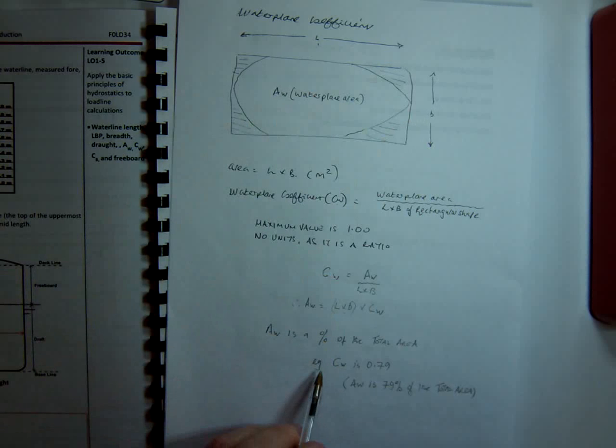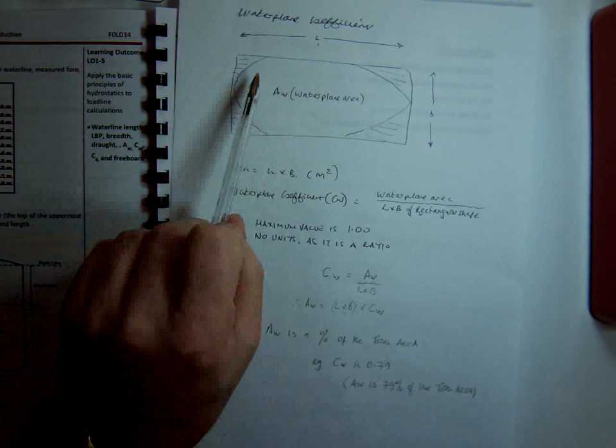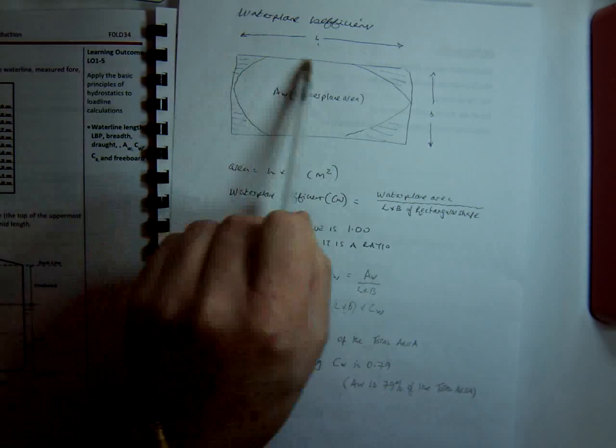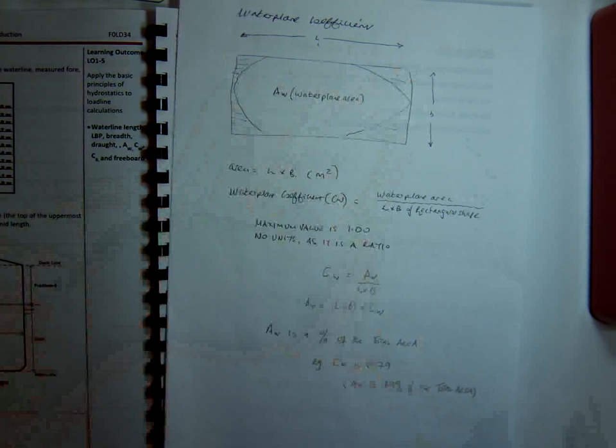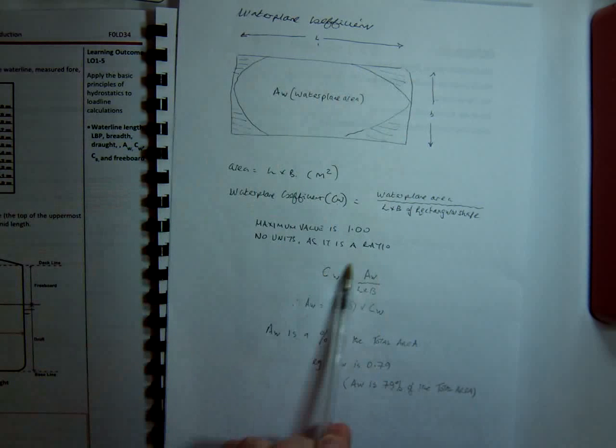So if we say that CW is 0.79, and when you look in your hydrostatic particulars, you'll see that CW is written something like 0.79, 0.81, what you can actually say is that it's 79% of the total area. So if our CW is 0.79, what we're saying is that this area here is 79% of the total of 100%.